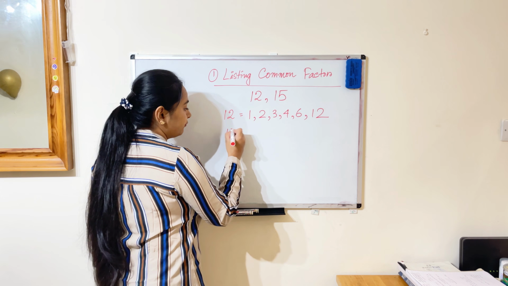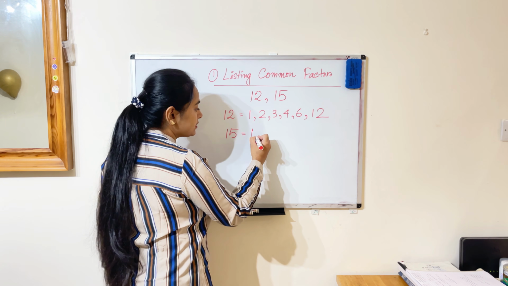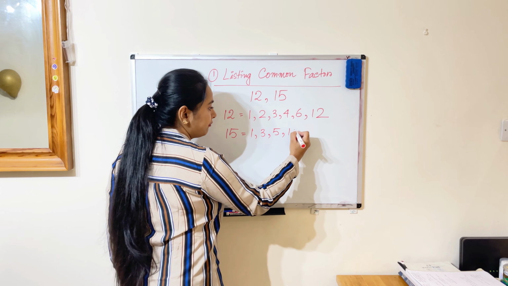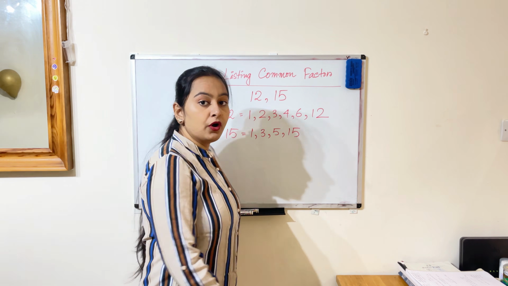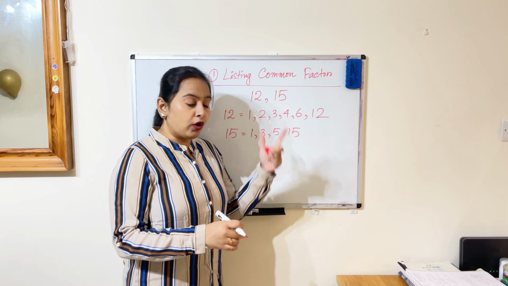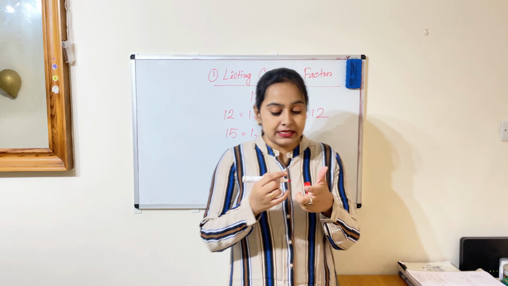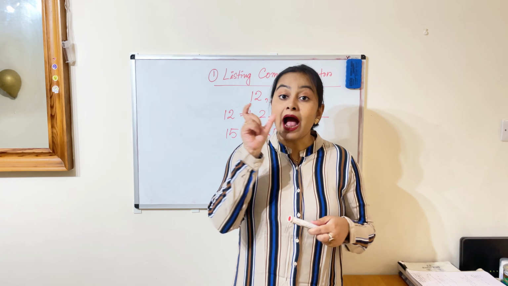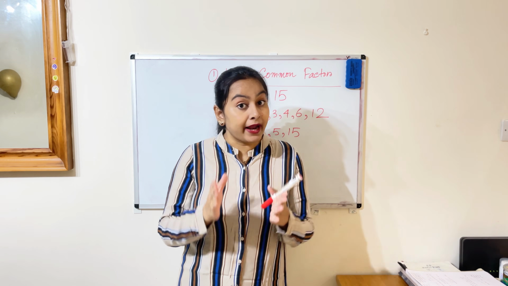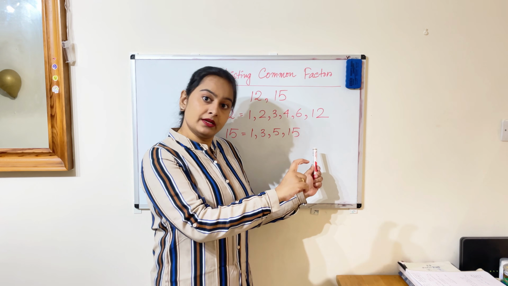Now for 15. What are the factors of 15? We have to list all of these down. 1, 3, 5 and 15. So we have listed down the factors of 12 and also the factors of 15. From the name HCF, what was it? Highest common factor. So we have to find the factor that is common between these two lists, right?